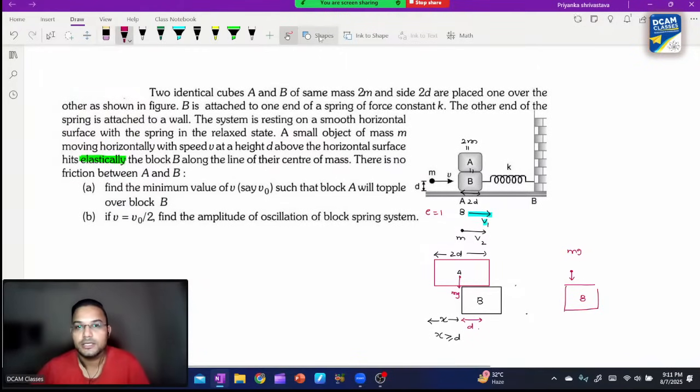Suppose this is a situation. I'm trying to explain to you where this toppling is occurring, and why the toppling does not occur here. mg is acting here.